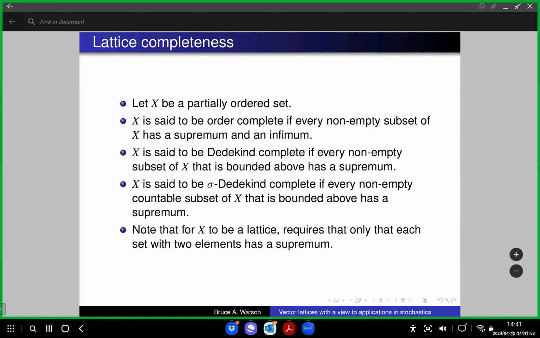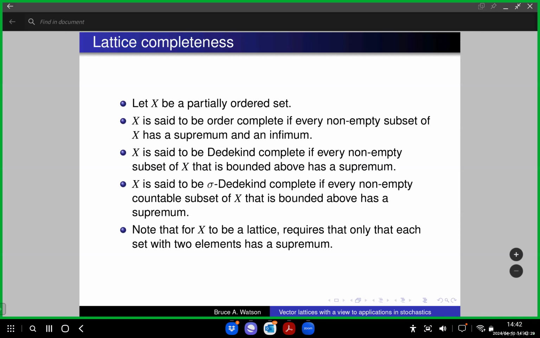So the power set of a set X with set containment as partial ordering is order complete. And similar can be said for the space of maps from a given set omega to the power set of a given set. That again is an order complete lattice.